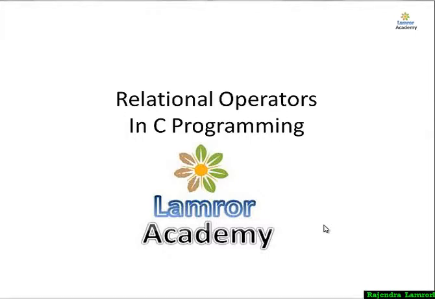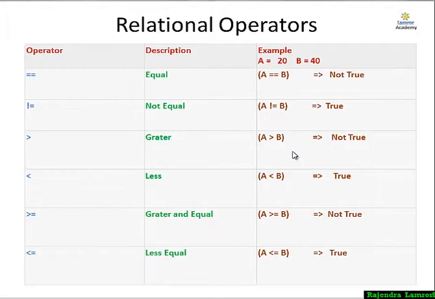I am Rajendra Lamrod, telling about the relation operator in C programming. What is the relation operator, how to use the relation operator, and how many types of relation operator. Relation operator is basically used to make a relationship between two different values. It always gives the result in true or false.